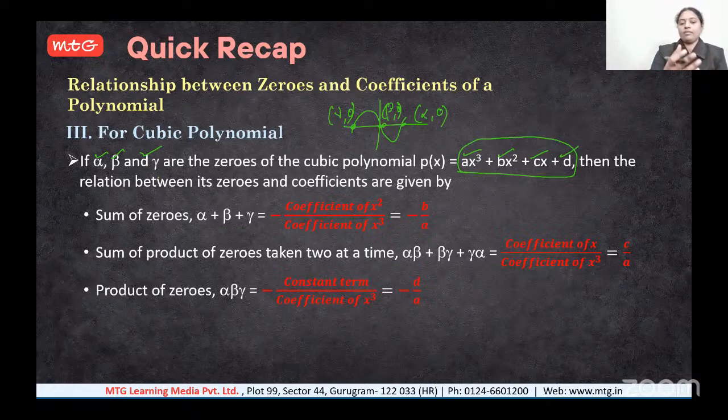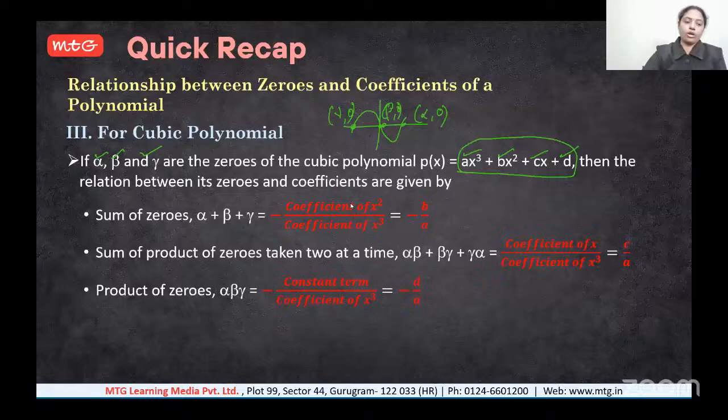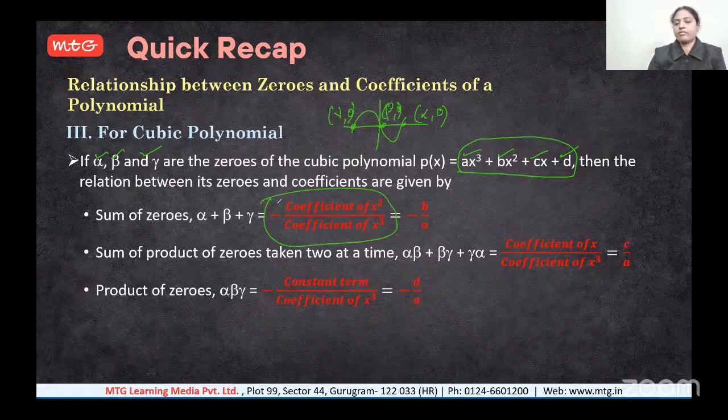Okay, you'll have the relation between the zeros and the coefficients of a cubic polynomial like this. So here you can see the x square coefficient and the x cube coefficient. If you divide and precede by a minus sign, it is the sum of zeros. And the sum of products of two zeros taken at a time is nothing but x coefficient by x cube coefficient. The product of all the three zeros is nothing but minus of the constant term by the coefficient of x cube. So this is as simple as that.